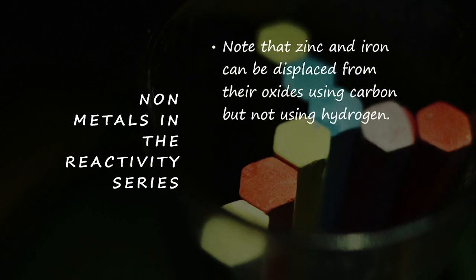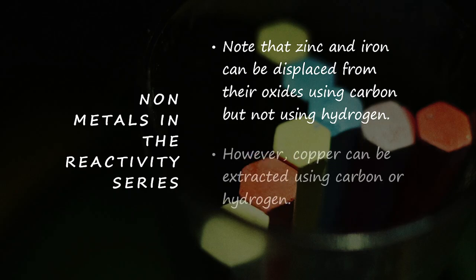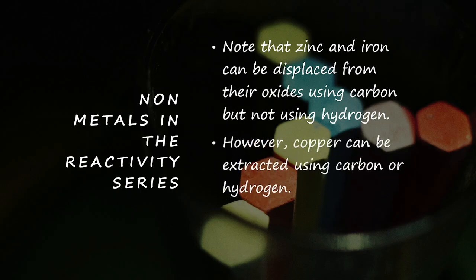Now, note from the reactivity series that zinc and iron can be displaced from their oxides using the carbon, but not using the hydrogen. So from that reactivity series, you can see that the zinc and the iron can be displaced from their oxides. We are talking about the zinc oxides and the iron oxides using the carbon, but not the hydrogen. However, copper can be extracted using the carbon or hydrogen, so you have to note that also.